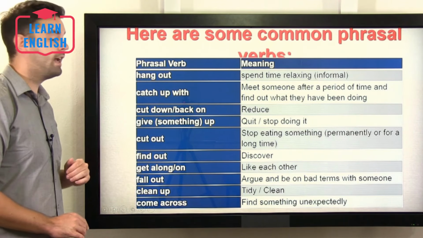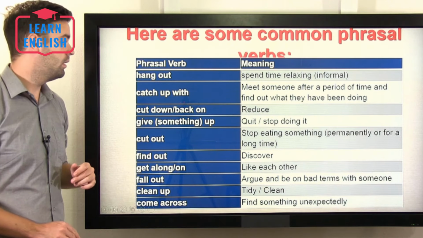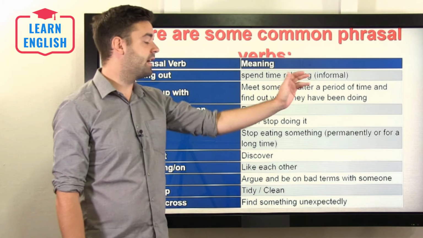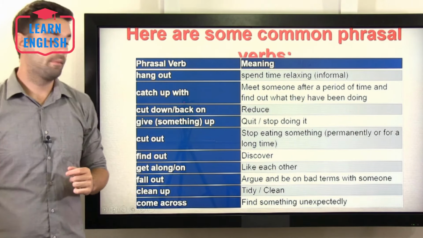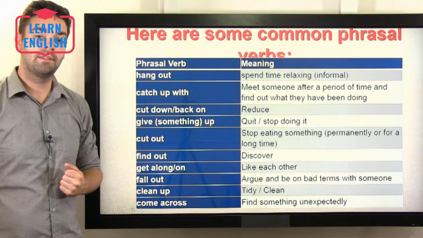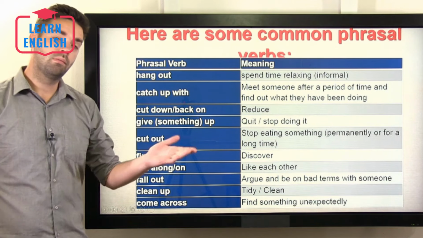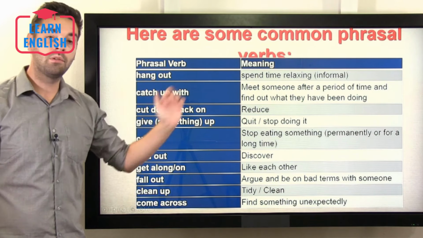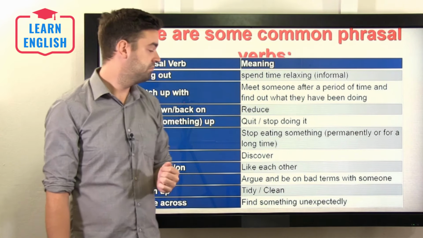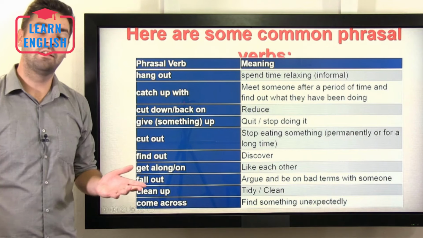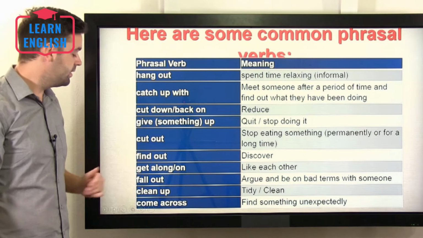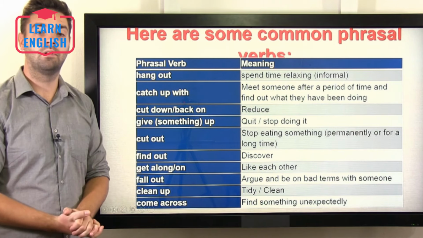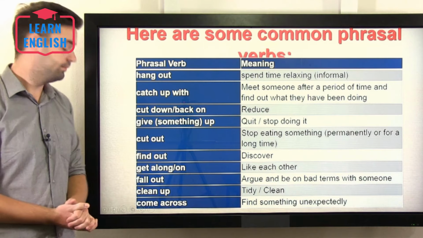So look at the meaning of it. How might you use hang out? I'll give you an example. Hang out means to spend time relaxing. So when you meet somebody new, someone might ask you, what do you enjoy doing? I would reply, I like to hang out with my friends. Something simple like that, okay? Just a quick sentence for each of these, just so that you get an idea of how to use them and how they might pop up in conversation.